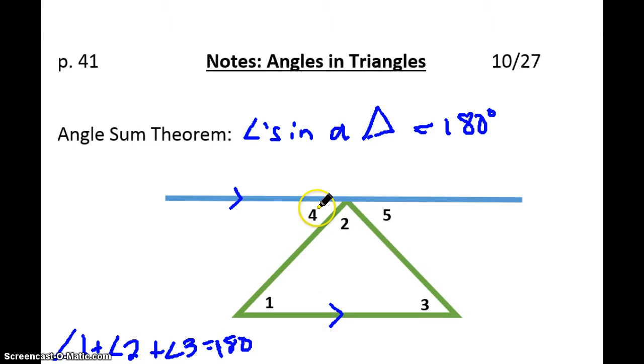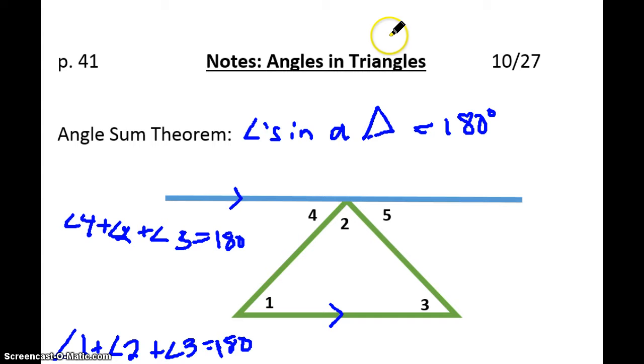Before I even start, I can tell that this entire combination up here at top, angle 4, plus angle 2, plus angle 5 has to equal 180. And we know that because any straight line, any line has 180 degrees. Okay, so we know that. We can work with that.